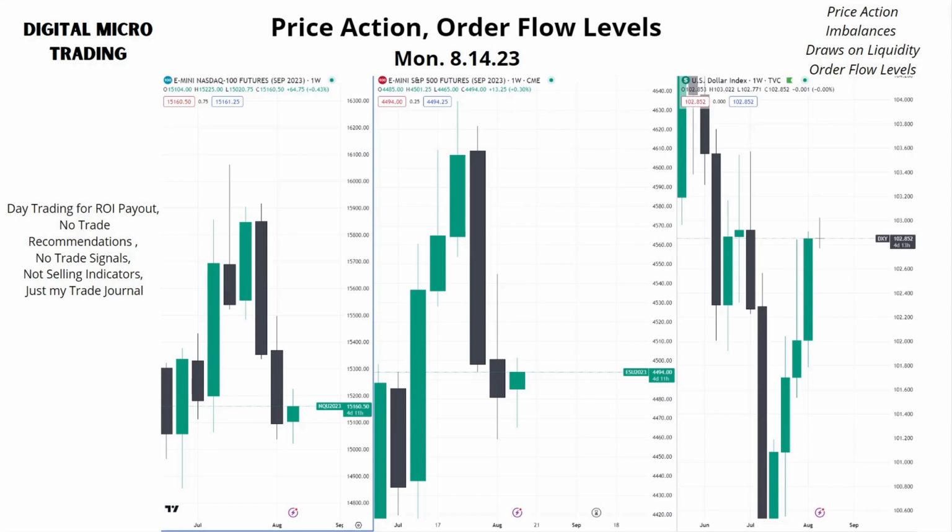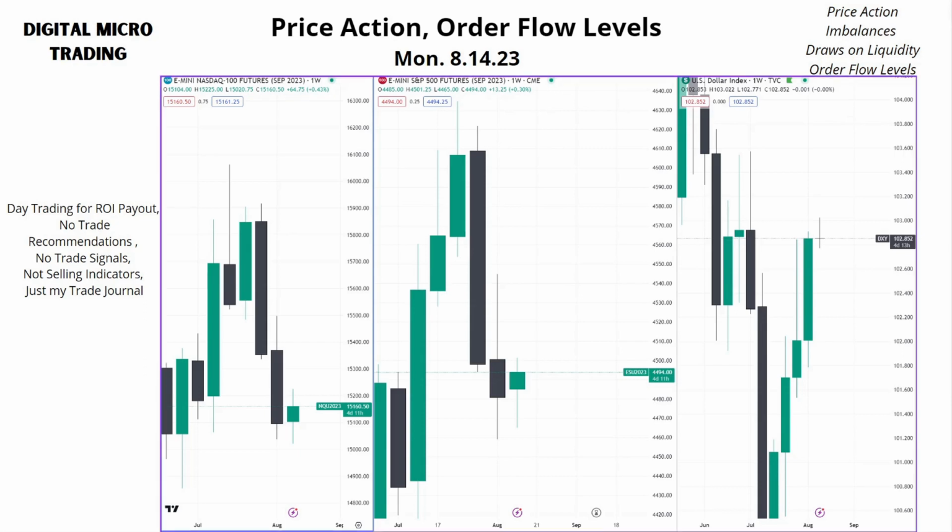We've got price action, order flow, levels, Monday, August 14th, 2023. And the big story here is we've got a lot of range that happened in Globex. So far, what we're looking at is 36.5 handles of range, and over 24 of that happened in Asia.